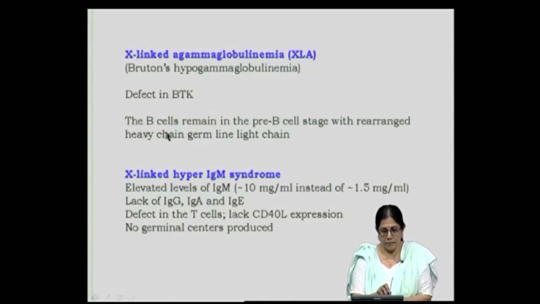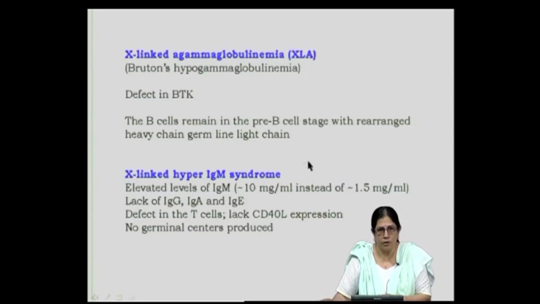It has been seen that B cells under these conditions remain in the pre-B cell stage. Though rearrangement of the heavy chain and light chain germline genes has taken place, these cells remain in the pre-B cell stage and cannot go on with further development, and therefore cannot become mature cells, and there is a lack of mature cells in circulation.